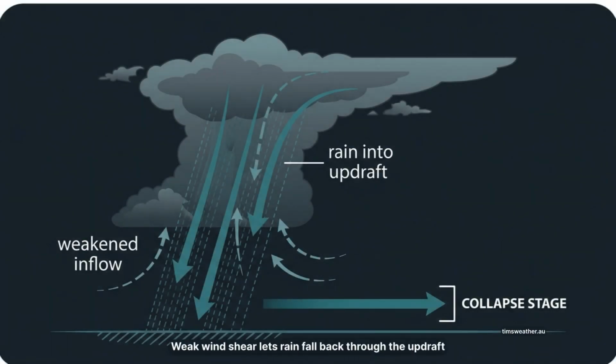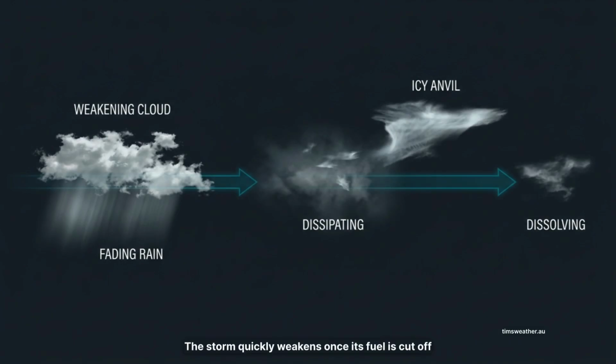Most single-cell storms last around 30 minutes to 1 hour, with the most active burst often only 15 to 20 minutes. That short life is why they are sometimes called pulse storms. They fire up quickly, peak hard, and collapse just as quickly. In Australia, they are common in summer.